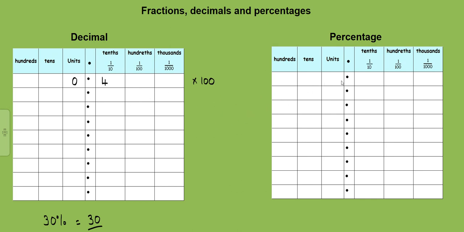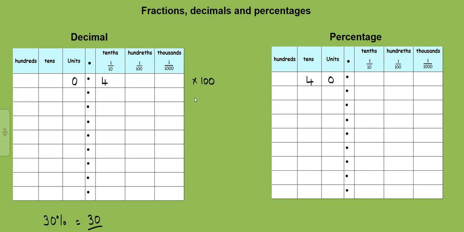So 0.4 is going to move 2 places, so that 4 is going to jump from here to here. We need that 0 there to show its units. Now, strictly speaking, if we shifted the whole thing 2 places, we'd also have a 0 here. But hopefully you can see that this 0 is no longer helping us to understand what this value is. It's not useful. We don't need it, so we can take it out. So we can see that 0.4 would become 40%.